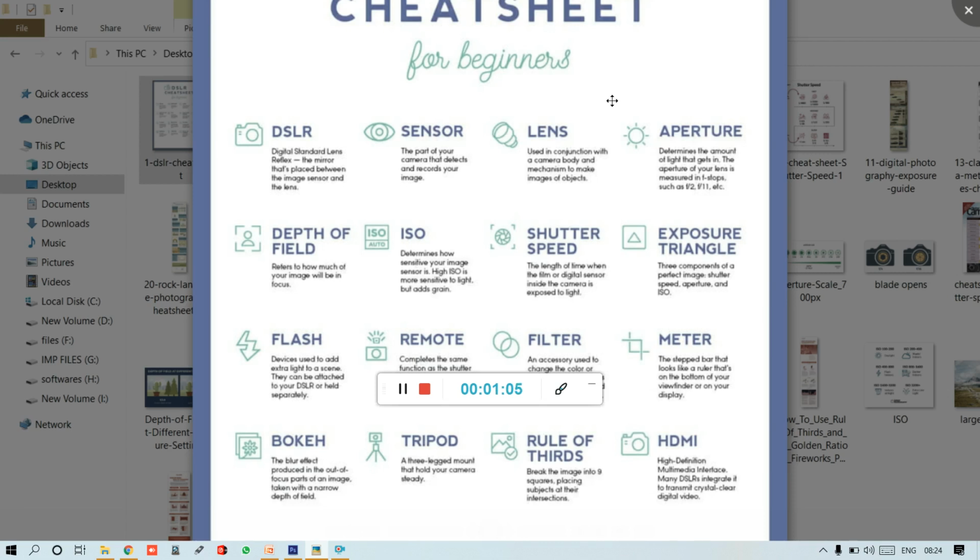Then we are going to work on aperture. I've already said aperture is the amount of light which is hitting inside, and when the aperture is open wide, the amount of light is more. When aperture is less, the amount of light is less, and it is mentioned based on f stops.